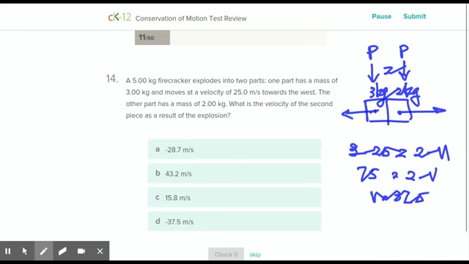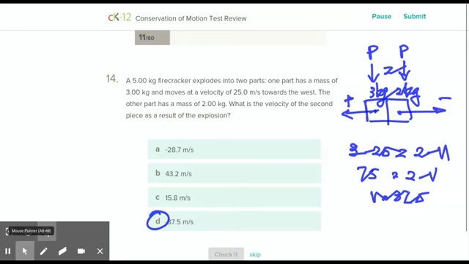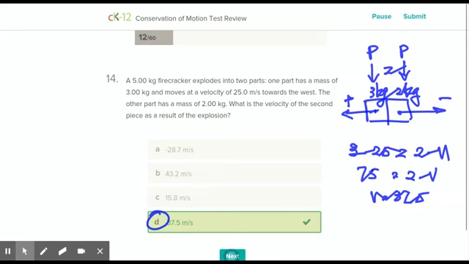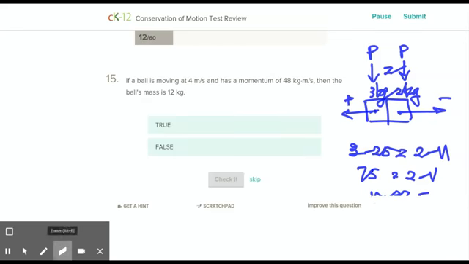The reason why it must be D is that it's negative. As you see, if this is positive 25, the opposite direction should be negative, right? Velocity is a vector. So the answer is D.